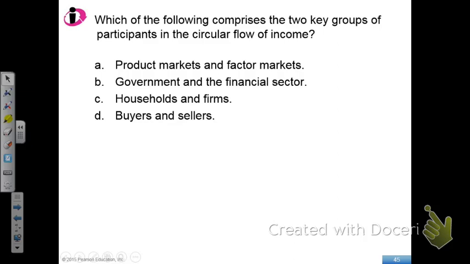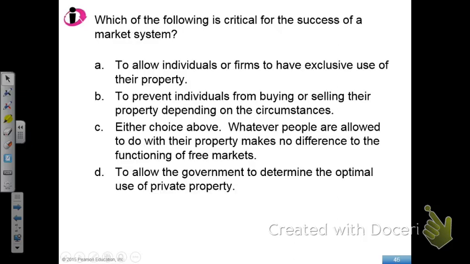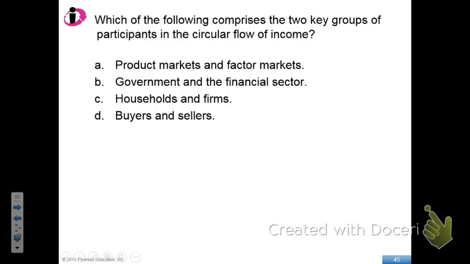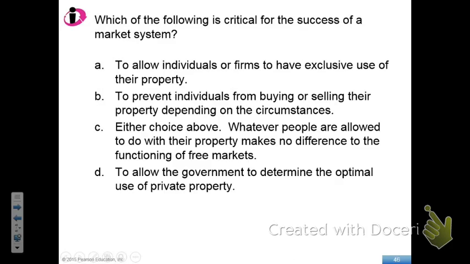Which is the correct answer? So C is the correct answer, right? Although the product and the factor markets are part of a circular flow diagram, they are not participants. They are just markets, right? The two participants that we know are part of the circular flow diagram are households and firms, and it is missing the government. The next one.